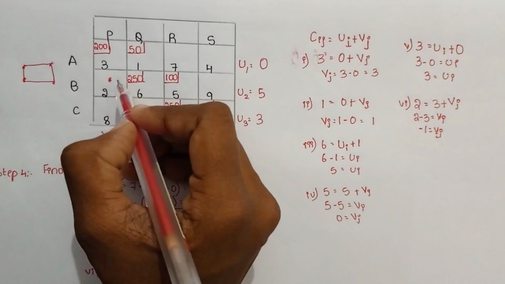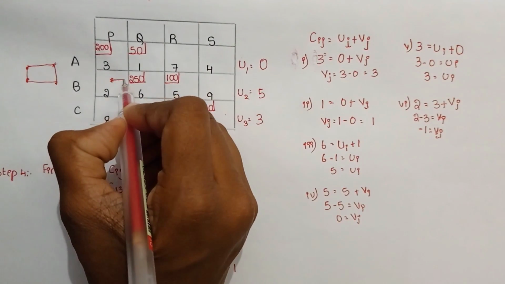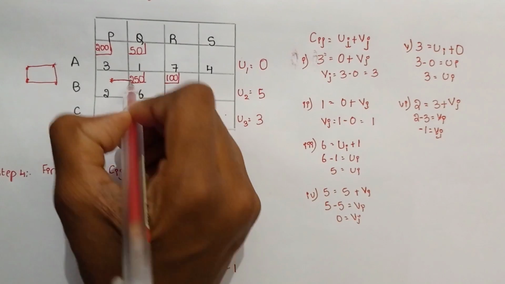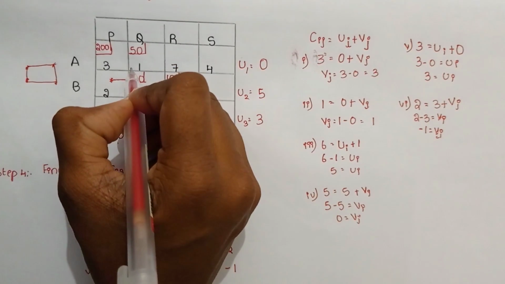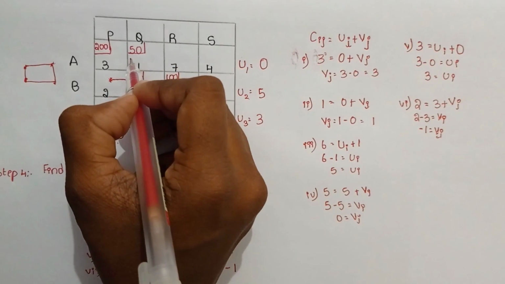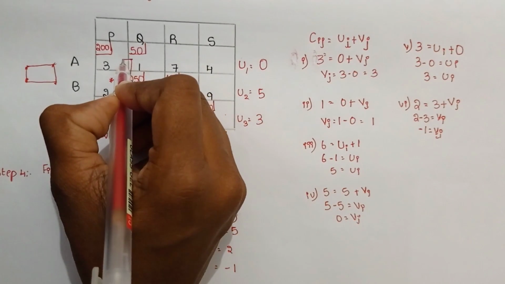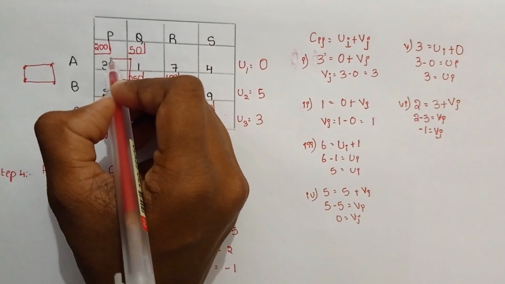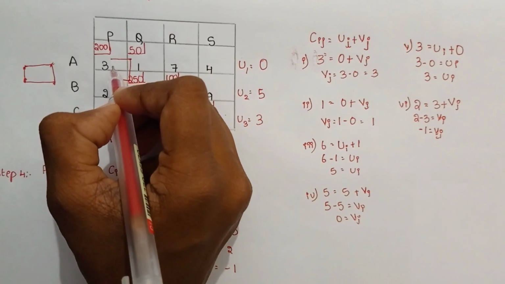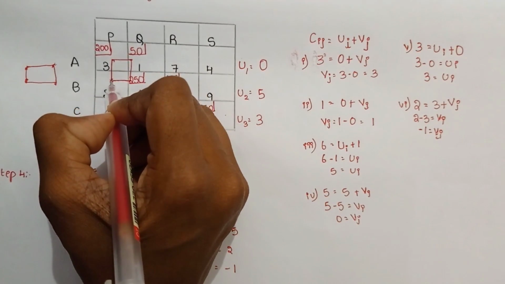So the loop will start here. The next cell is an allotted cell, so I have got one corner. Next I will move towards up. This is also an allotted cell, so this is the second corner. And next I will move towards like this. This is also a corner which is an allotted cell. Next I will close like this.